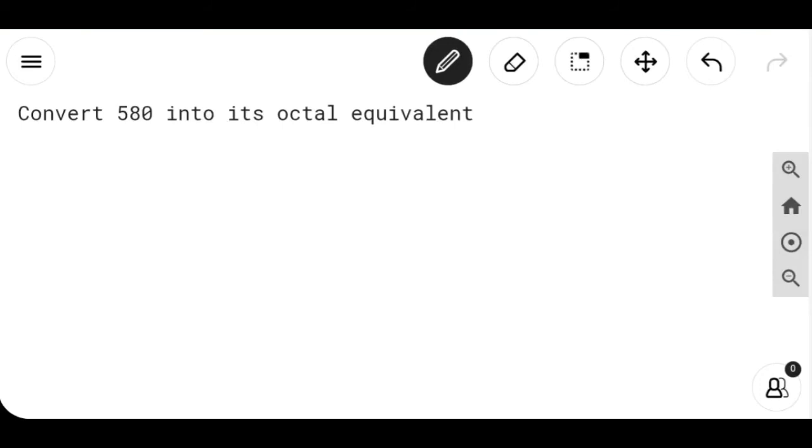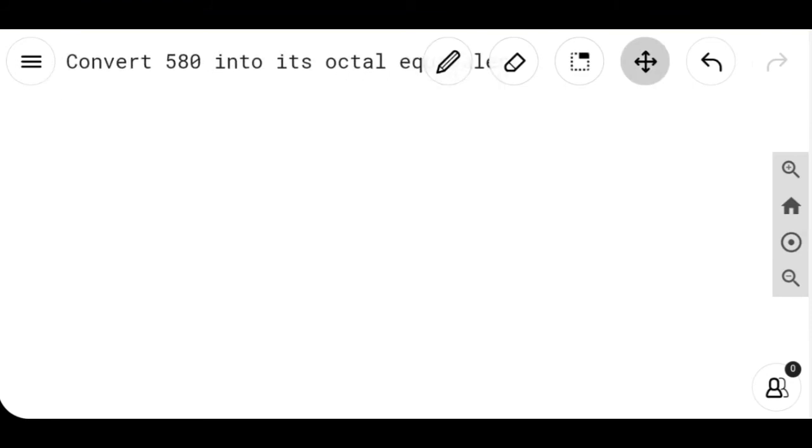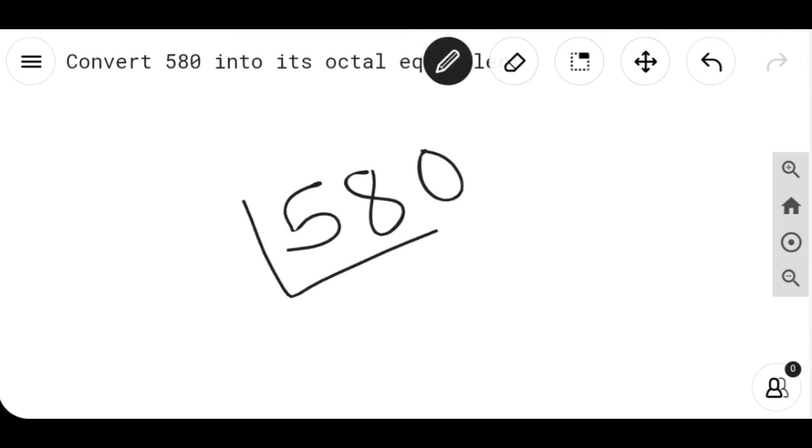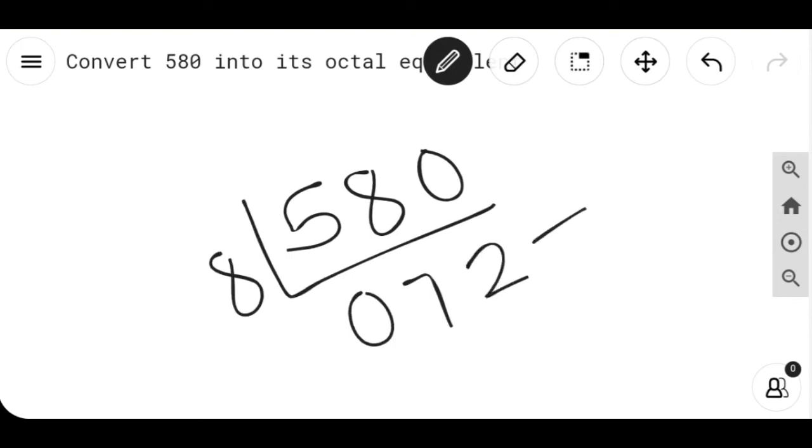All you need to do is divide the number continuously by 8. So we are going to divide 580 by 8. 8 times 7 is 56, 2 remains, making 20, and 8 times 2 is 16, and 4 remains, and that 4 goes over here.